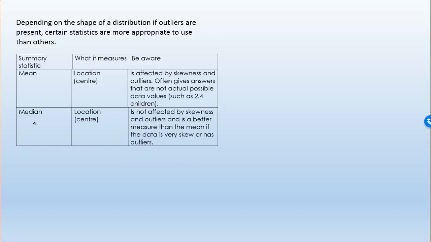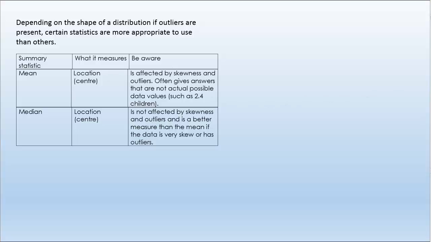The median is also a measure of central tendency. It's an average, if you like, that's not affected by skewness and outliers because we only look at the middle of the data set. It's a better measure than the mean if the data is very skew or has outliers.